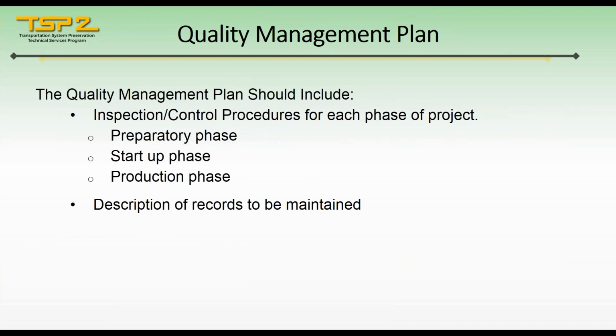And the last, it should have inspection control procedures for each phase of the project. The preparatory phase, that's hard for me to say, the startup phase and the production phase. And again, early in the project is a lot of times where we make the mistakes. We do okay laying the work, but maybe we don't get things cleaned, or maybe we don't get the patching done correctly, or maybe the cracks aren't filled right. So we need to start early in the project and work it all the way through to the end. And then obviously a description of what records are to be maintained by the contractor. Next one, please.